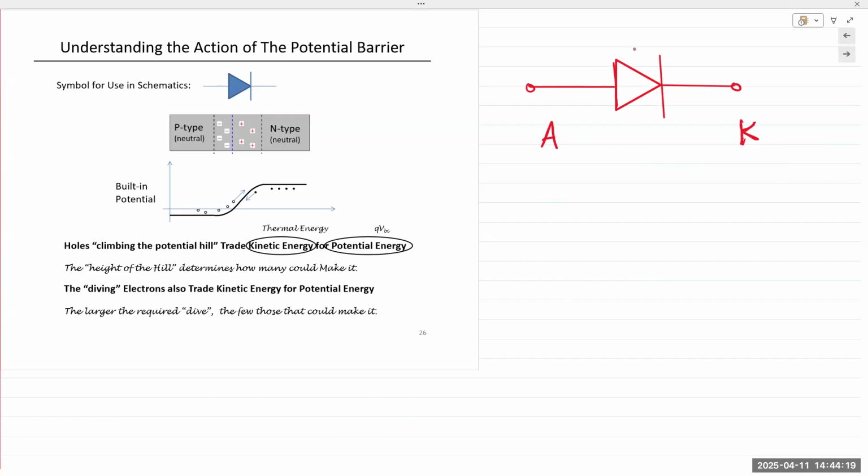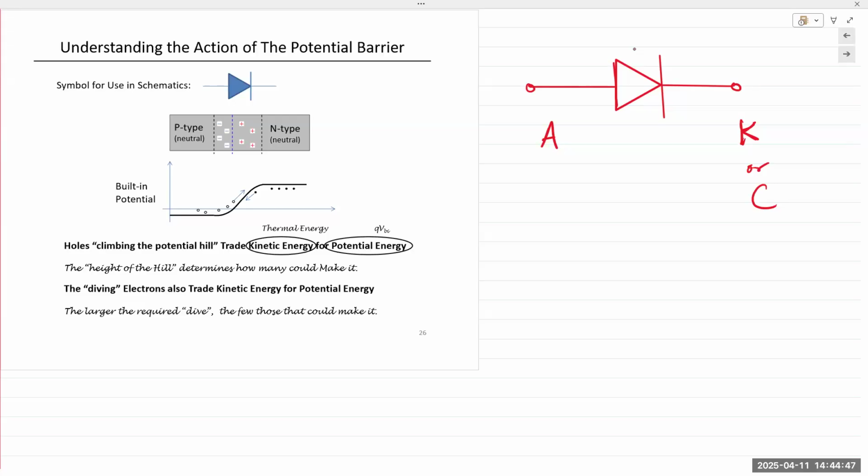Some authors' books, instead of using K, use C. But if you see a K, it refers to the cathode. Okay. Sometimes you might see a C, but that C is also used for coulombs. It's also used for capacitance. So anyway, it refers to the anode and the cathode.